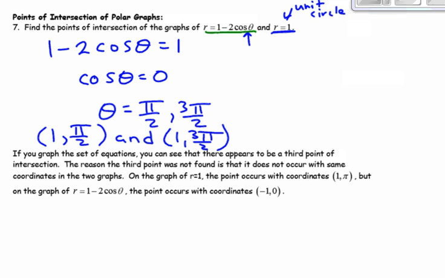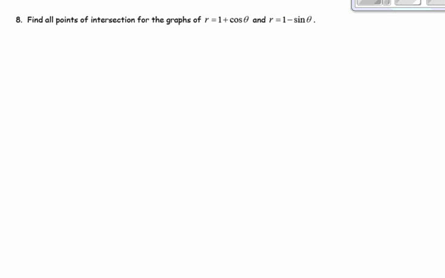All right, so let's try the next example then. We want to find all points of intersection for r equals 1 plus cosine theta and r equals 1 minus sine theta. Now, without a calculator or graph, you can only find the simultaneous solutions and the pole, and that's all we're going to do. So we're just going to do the algebraic method here. To find the simultaneous solutions, I'm going to change that to simultaneous solutions and pole. Again, if you had a calculator or if they gave you the graph, you'd have to do more.